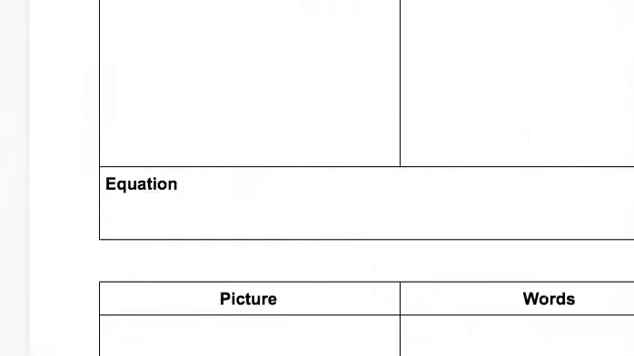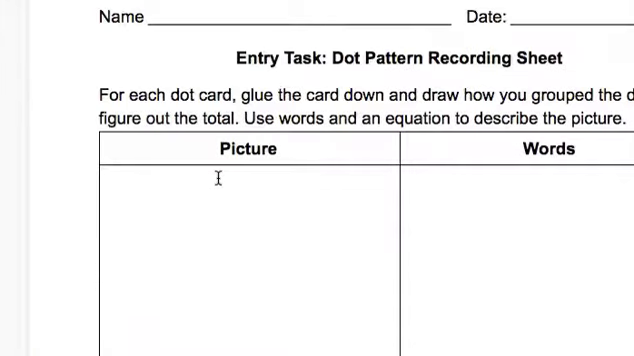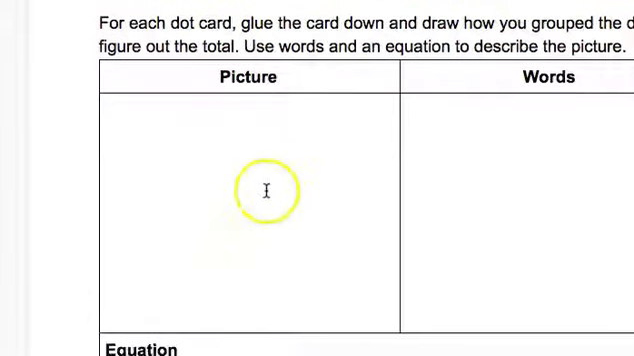After you cut those out, then you're going to move on to this recording sheet. It says dot pattern recording sheet. For each dot card, glue the card down and draw how you group the dots to figure out the total. So here's where you will glue what you cut out here, and then you'll write on it, just like I wrote on it in the beginning of this video.